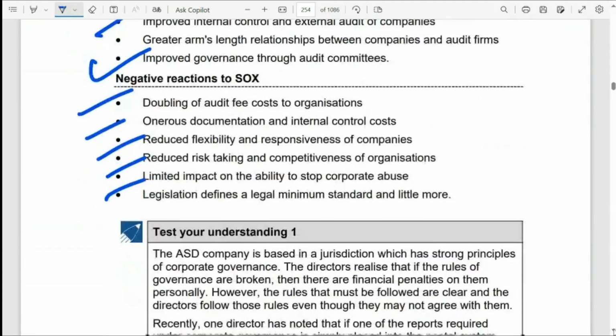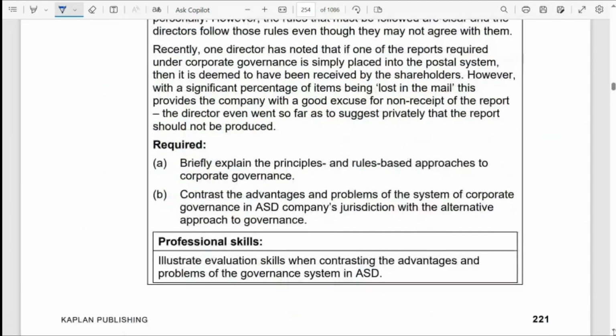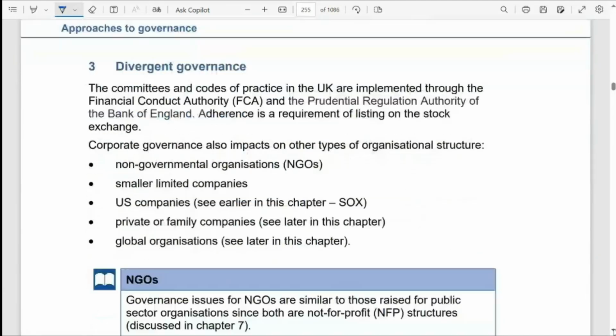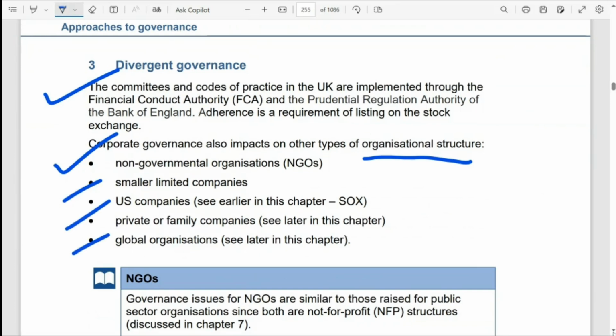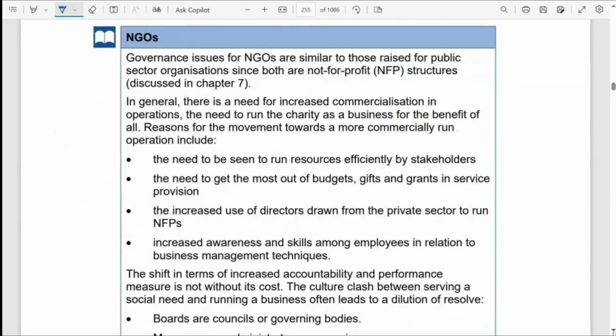Negative reaction to SOX. Test your understanding; this is there for your wider understanding of the concept. On divergence in governance: the committees and codes of practice in the UK are implemented through the Financial Conduct Authority. Corporate governance also impacts other types of organizations, such as non-government organizations, smaller limited companies, US companies, and private sectors. NGOs are also an example for your more clarity. On governance issues, just have a read.